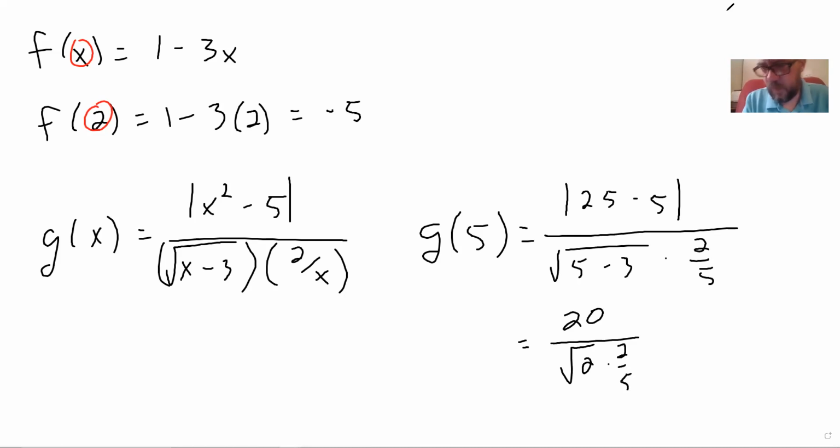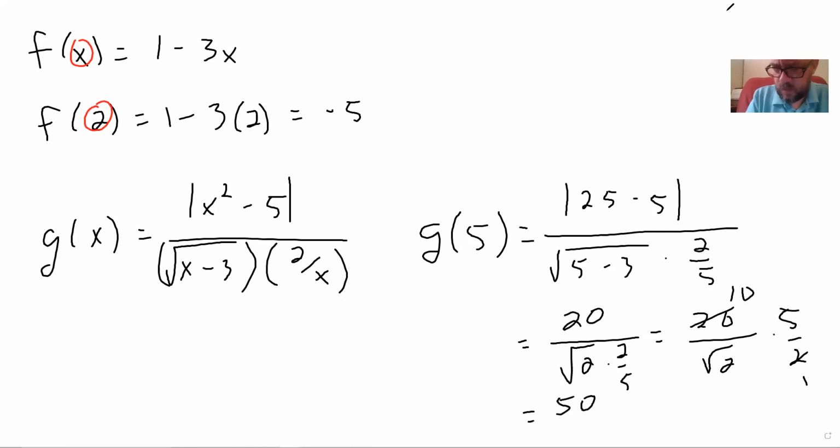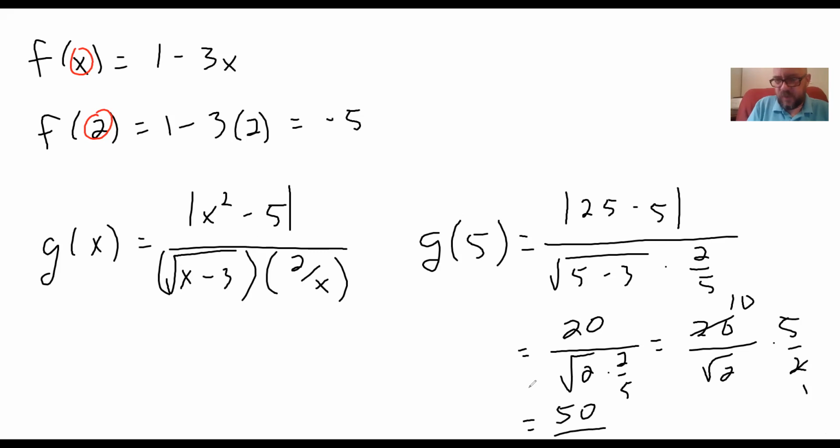Now, if you remember, I'm currently dividing by 2/5, so I'm going to rewrite that as multiplying by 5/2. So this is 20 over root 2 times 5 over 2. And we cancel. We get a 10 there and a 1 there. We get 50 over the square root of 2. Pardon me, my computer didn't like what I've done there.